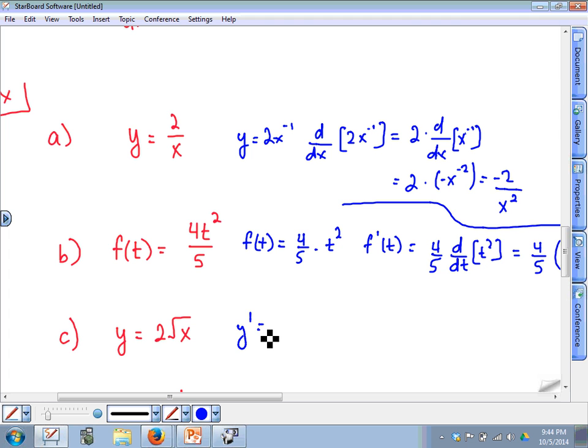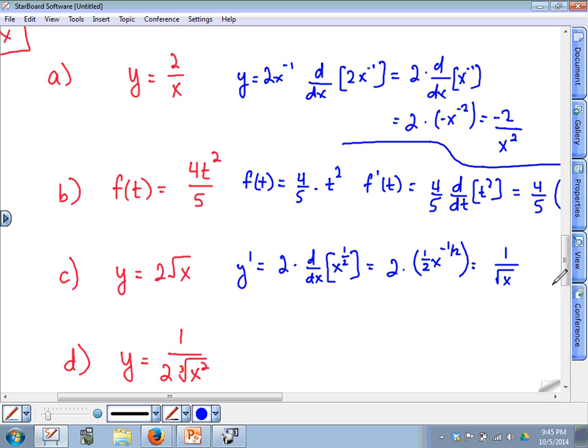So y prime is going to be 2 as the constant multiple. Now we're going to multiply that by the derivative with respect to x of x to the 1/2. So this is 2 times 1/2 x, and then you have to decrease the exponent. The exponent was 1/2 originally. If you decrease that by 1, you're going to get negative 1/2. Now when you multiply, 2 times 1/2 is 1. So it's 1 over the square root of x, or x to the negative 1/2 if you want to leave it with rational exponents.